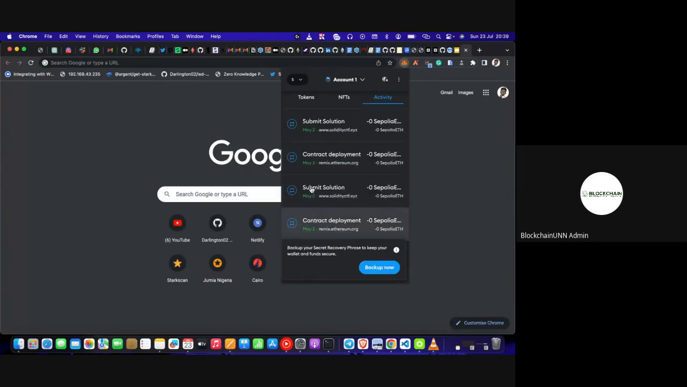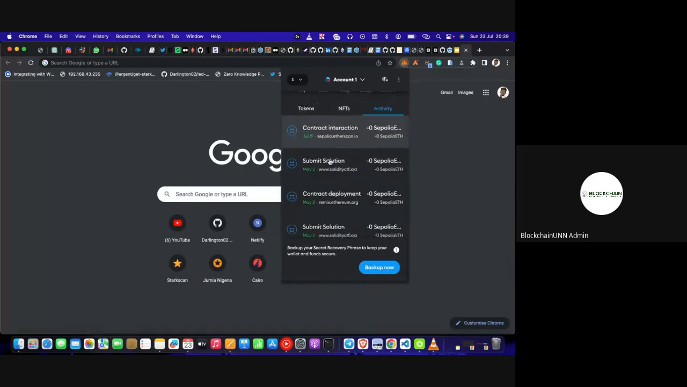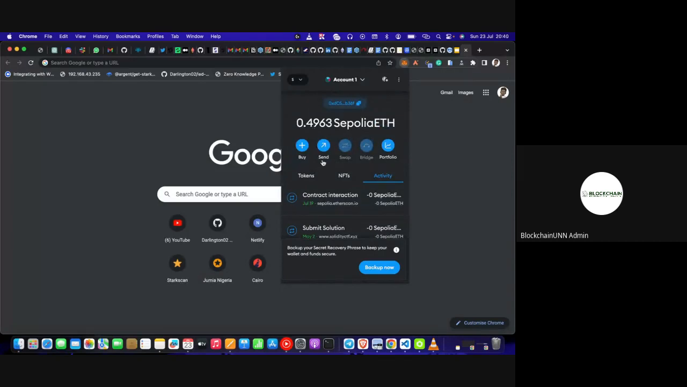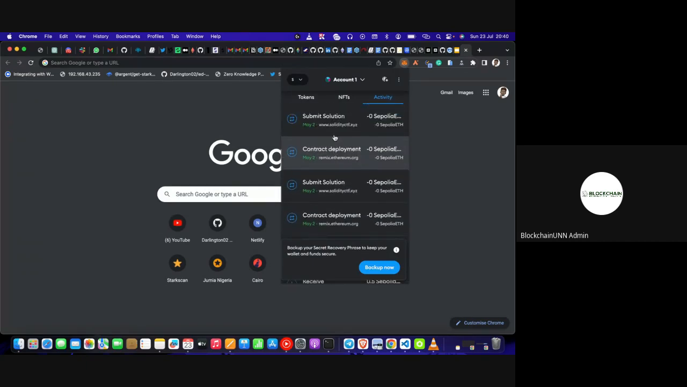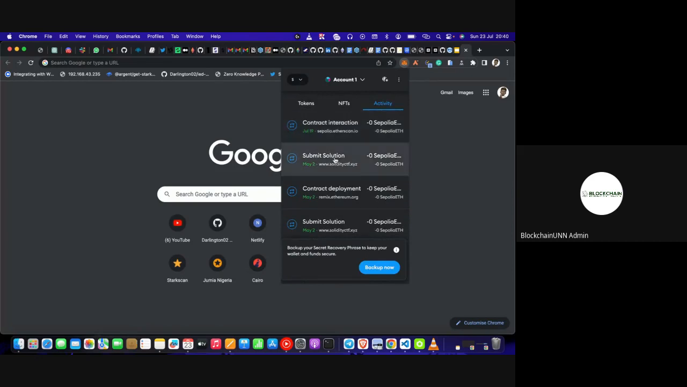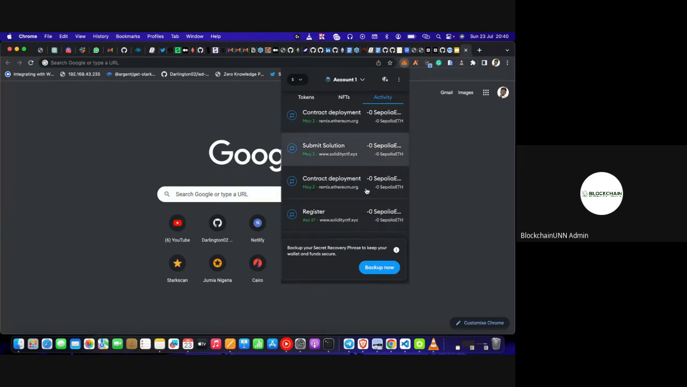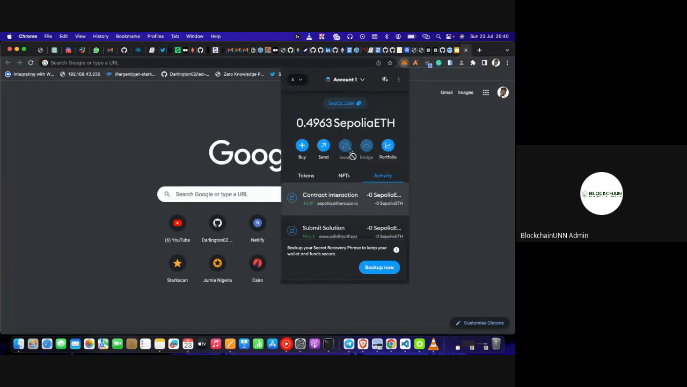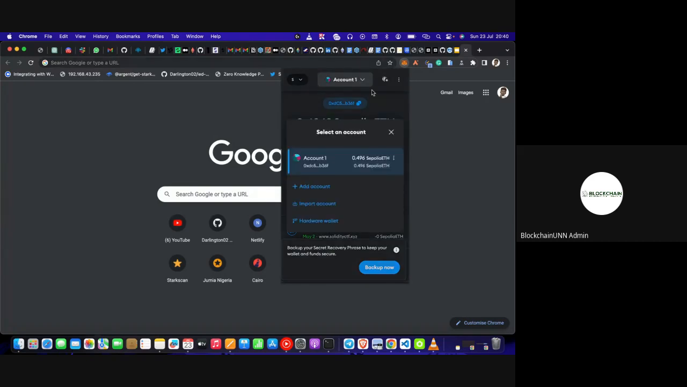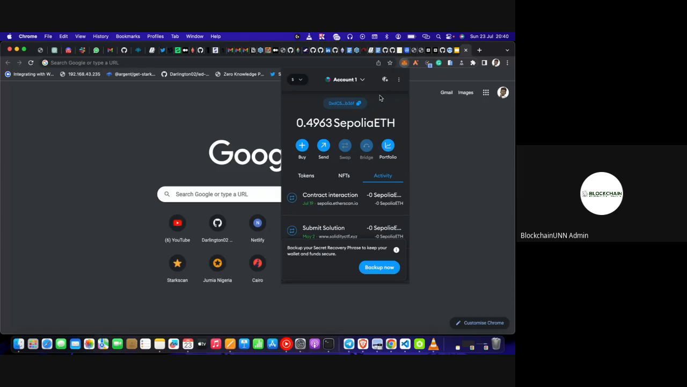So, as you can see, these are different transactions I've carried out on the Sepolia network. The Sepolia network is basically a testnet network for Ethereum. There are different transactions I've carried out: contract deployment, contract interaction, submit solution, and so on. These are the names of the functions that will probably be called while carrying out a transaction. But let's look at the simplest type of transaction you can carry out, and that's sending Ethereum from one account to another.